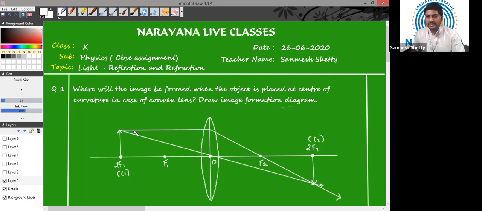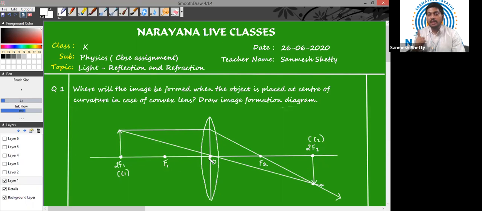Now what you will notice is, if the object is placed at 2f1, the position of the image will be at 2f2. Also, one important property to note is, the image size will be the same as the object size, but it will be inverted. As you can see, the image is inverted. The size of the image will be the same.